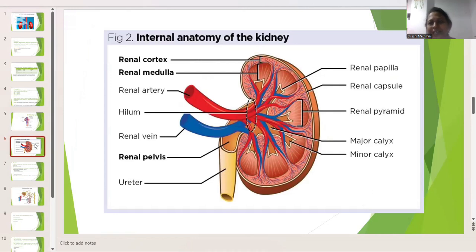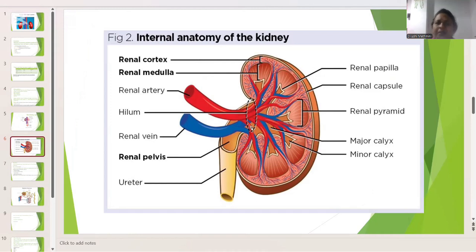Then we go on to study the structure of the kidney. It is a bean-shaped structure. We can observe two main parts in the kidney. The outer part is known as the renal cortex and the inner part is known as the renal medulla. In the renal medulla, we can see these pyramid-shaped structures.